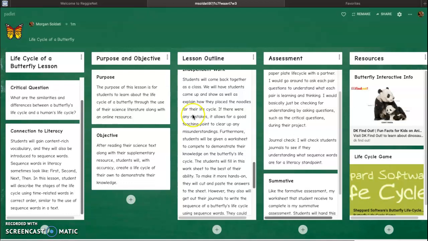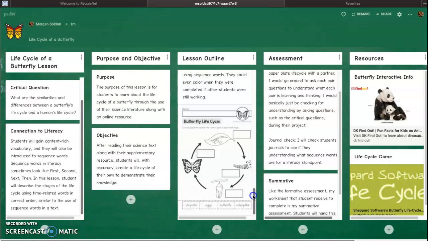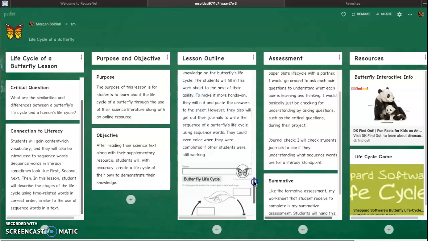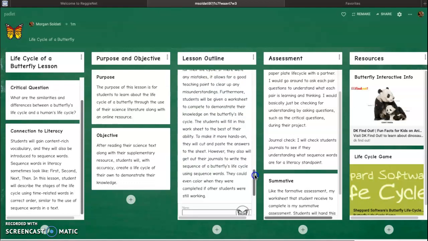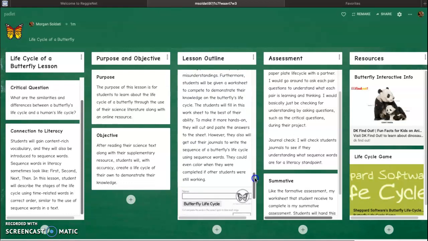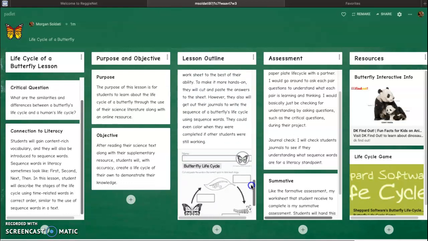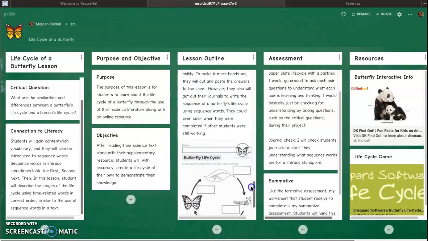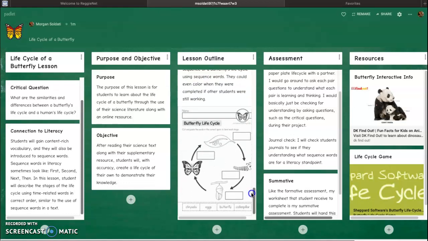So students are going to be given a worksheet during their independent work time, which is the one I showed you down below, but this one will include the terms at the bottom because students are going to complete this worksheet. They're going to fill in the worksheet to the best of their ability, and to make it more hands-on, they will cut and paste the answers on the sheet.